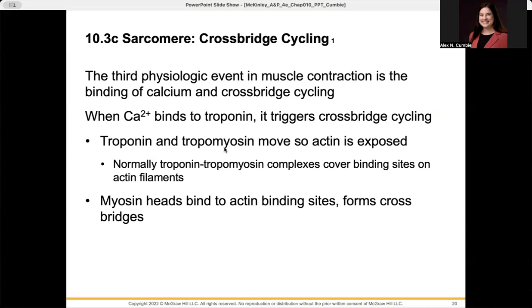Tropomyosin is just a standby protein. What it's doing while the cell is relaxed is just blocking the binding of the myosin heads to the actin filament. But when calcium binds to troponin, troponin pushes tropomyosin out of the way. We have a change in how the fiber is oriented, and it leaves open binding sites for myosin heads to bind to the actin filament, forming a structure we call a cross bridge.